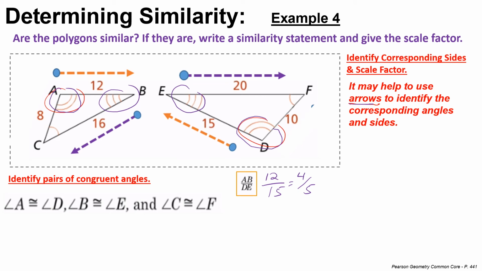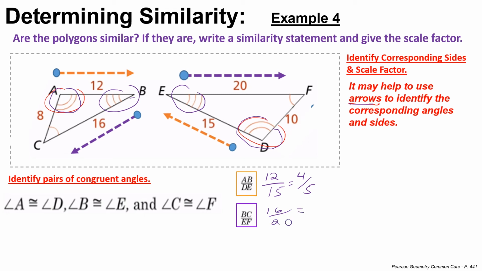So that corresponding side would be EF because E has the 3 arcs like B, and F has the 1 arc like C. So our proportion is BC over EF. Make sure it's in the same position. I'm putting my first side for that first triangle at the top and then a second triangle at the bottom. Alright, so BC over EF is 16 over 20.